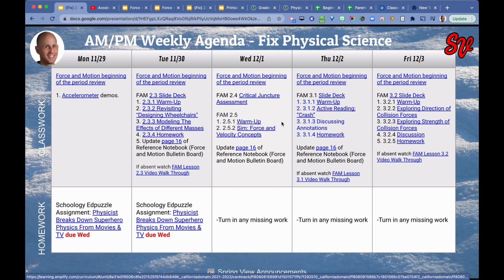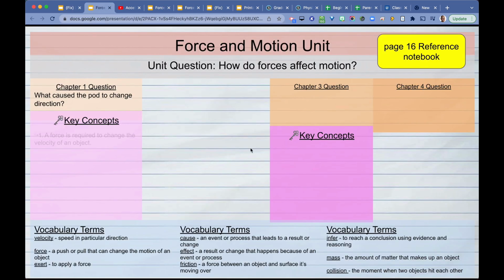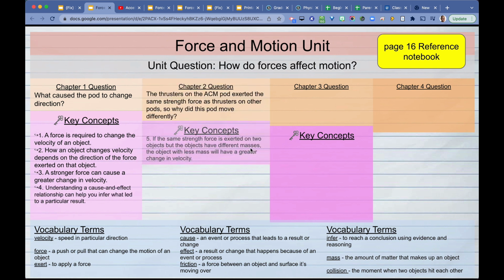We also did lesson 3.1 and 3.2. Again, there are video walkthroughs for that. We also added page 16 of the reference notebook. We added some key concepts and some terms. One of the key concepts we added was number 5: the same strength force exerted on 2 objects, but the objects have different masses. The object with less mass will have a greater change of velocity. And we also added the term collision as well.